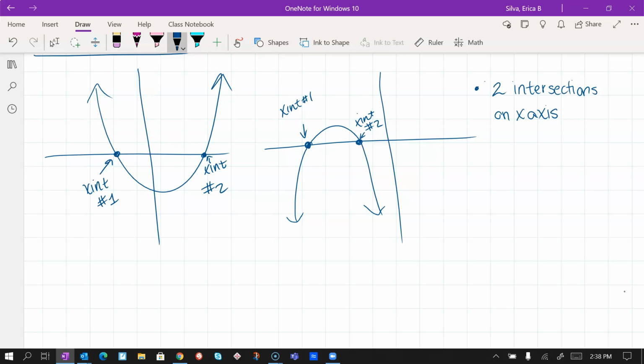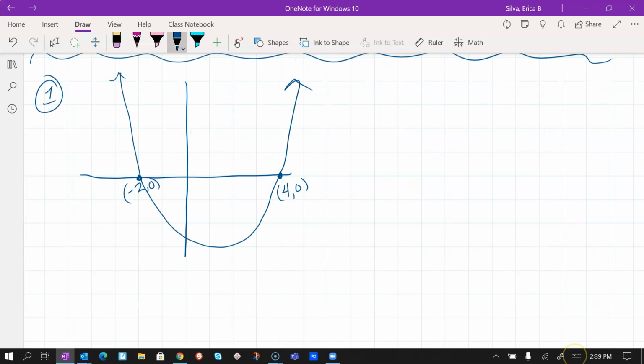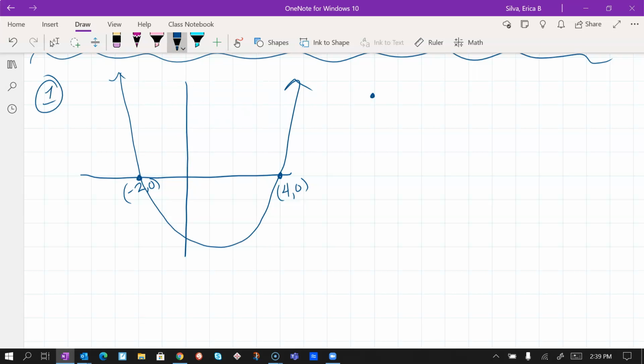Question so far? Pretty simple. All right, here we go. There we go. So if we were to have this graph, how many solutions do we say it has? Or can we say it has? Two solutions. And my solutions are at x equals -2 and x equals 4.